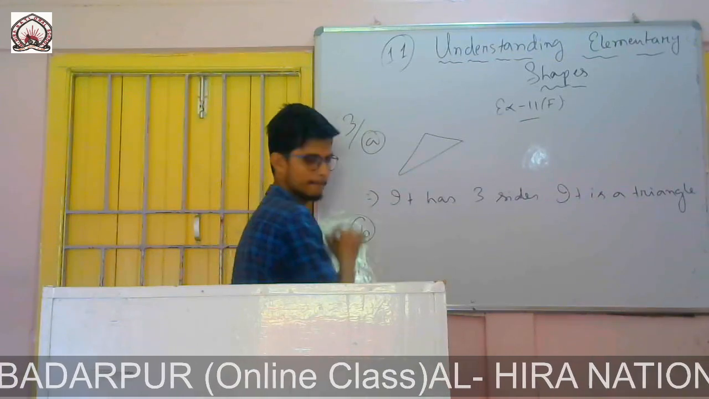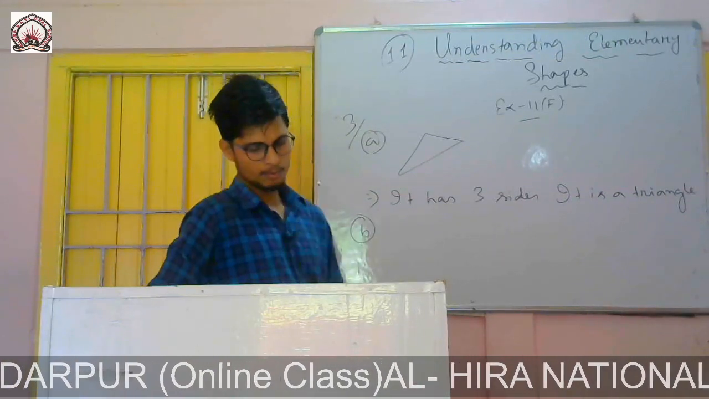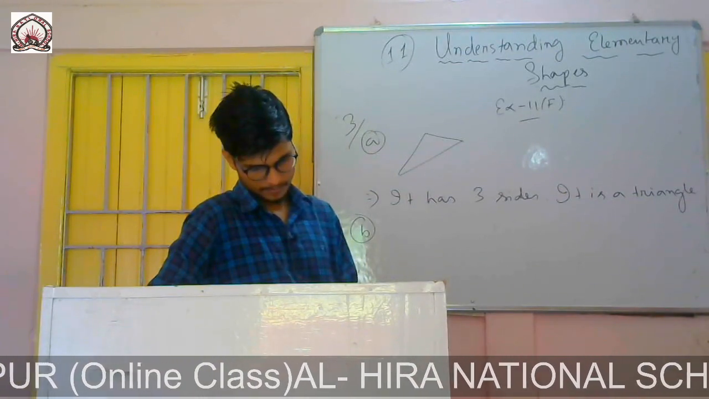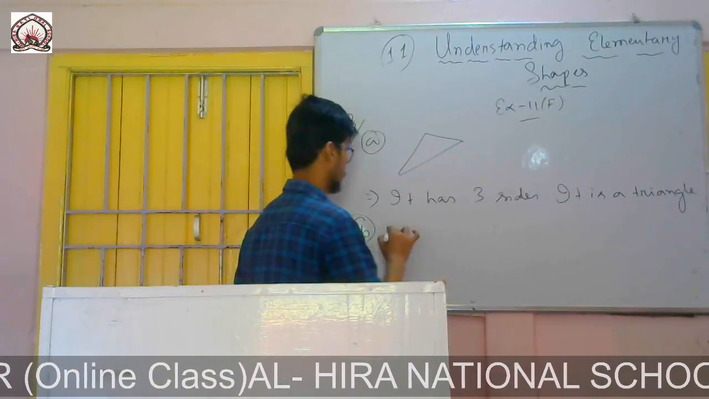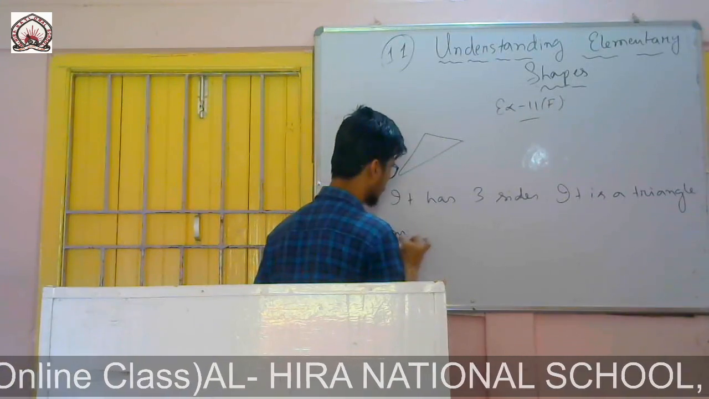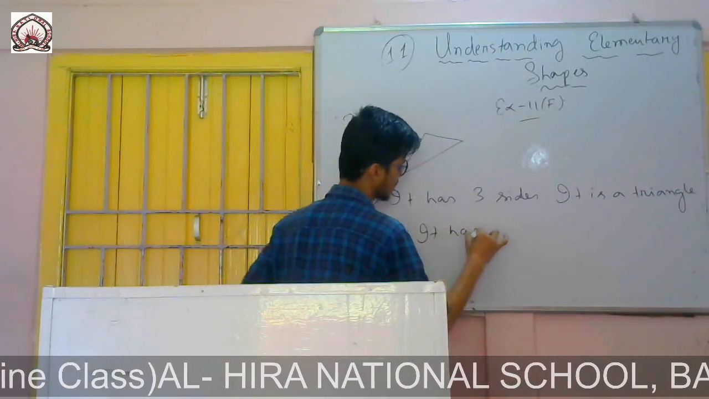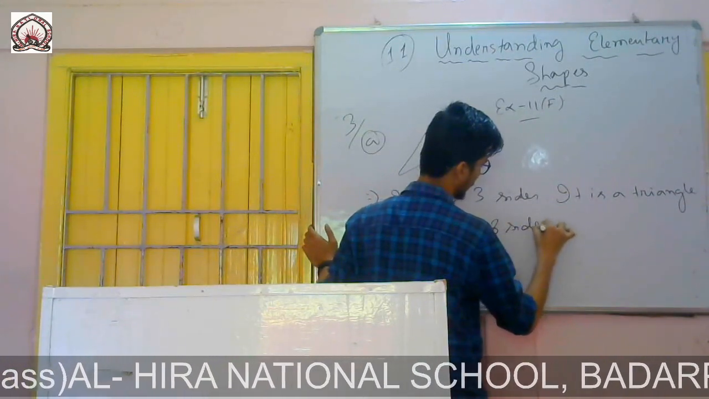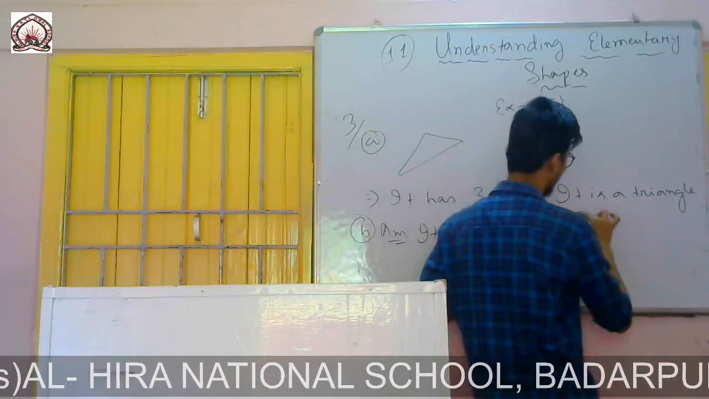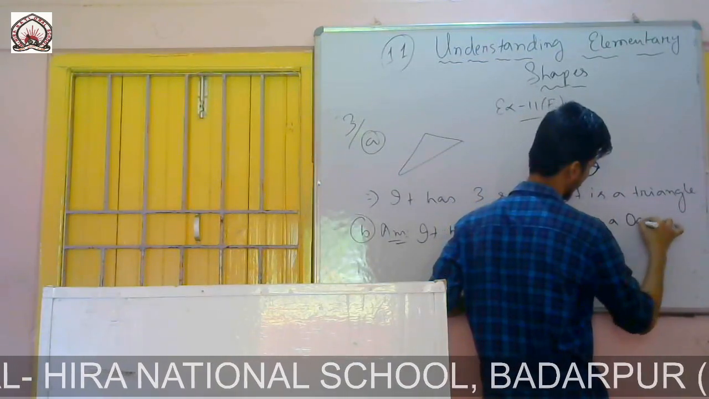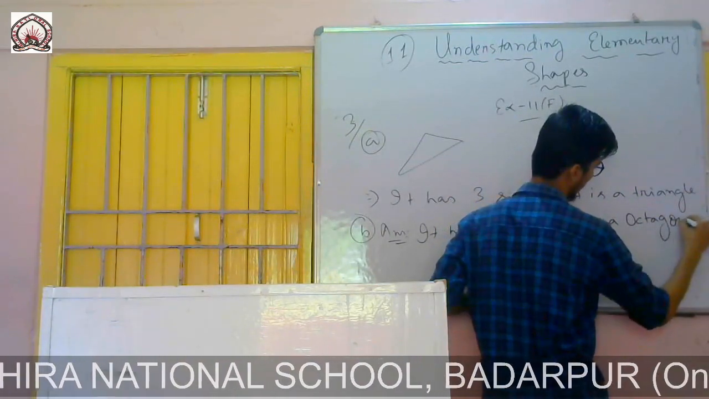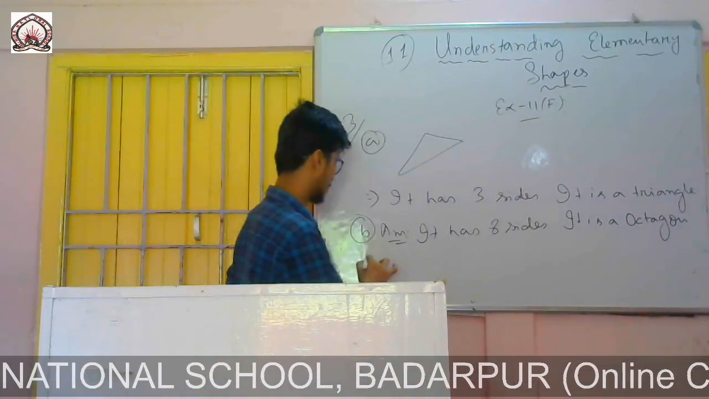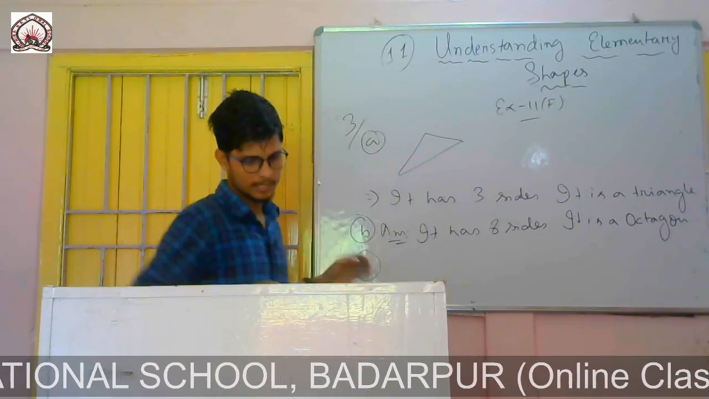Then B, you count how many sides? 1 2 3 4 5 6 7 8 sides. So the B answer will be, I am only writing the answer, it has 8 sides. It is an octagon. Then question number C, it has how many sides?